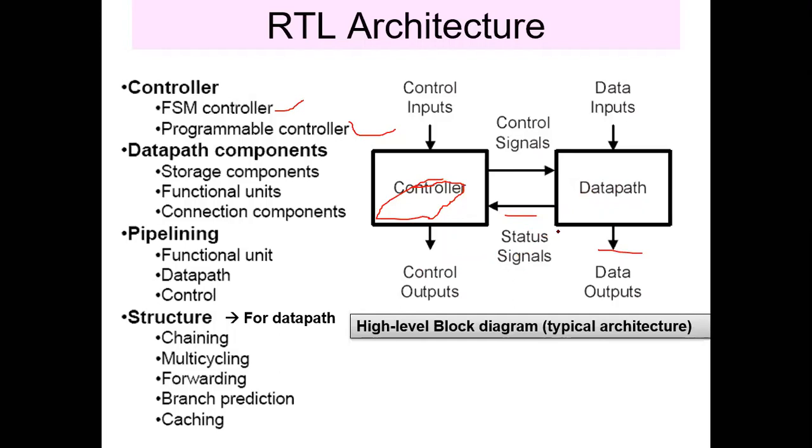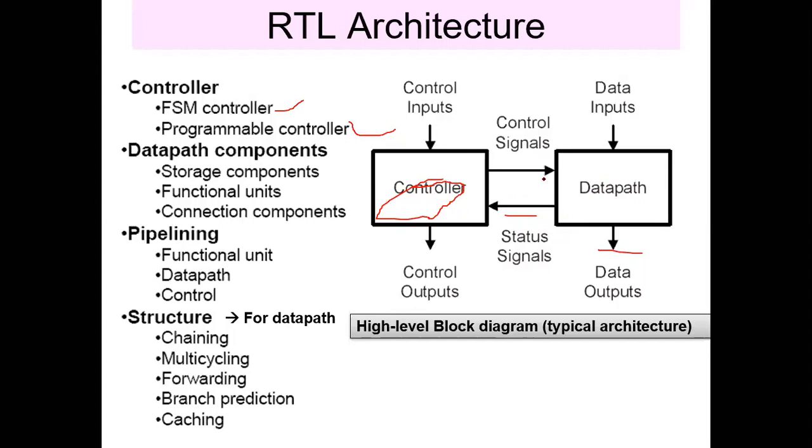Status signal means, for example, after performing an addition, what is the status of the carry, which has to be informed to the controller. That can be considered a status signal. So there will be a status register, which will be updated after that particular operation with the status of the different signals. The controller can access that status register, and that will act as an input for the controller.